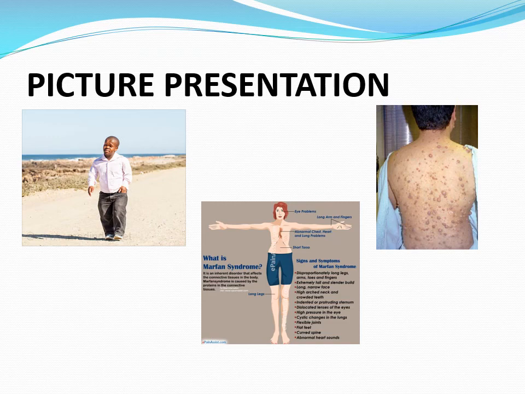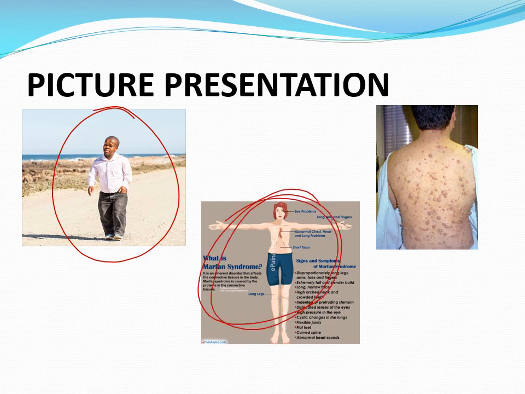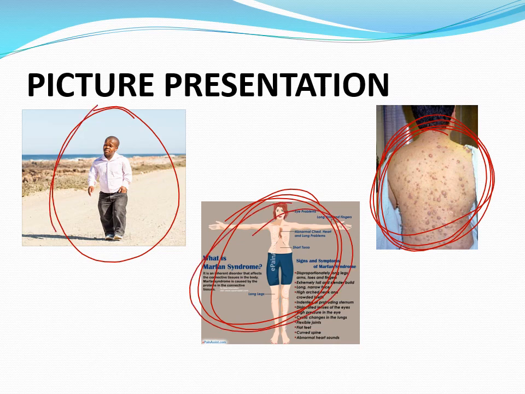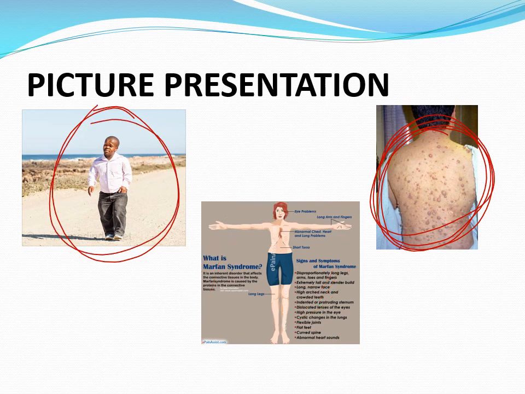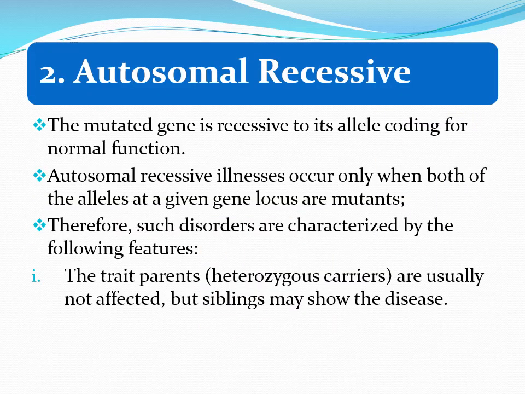Of course, this is osteogenesis imperfecta. This is Marfan syndrome. You can see it, and this is neurofibromatosis. You can just Google the pictures, or you can just see them on YouTube. This is neurofibromatosis; we have type 1 and type 2. This is Marfan syndrome. This is osteogenesis imperfecta. That's how the patient looks.